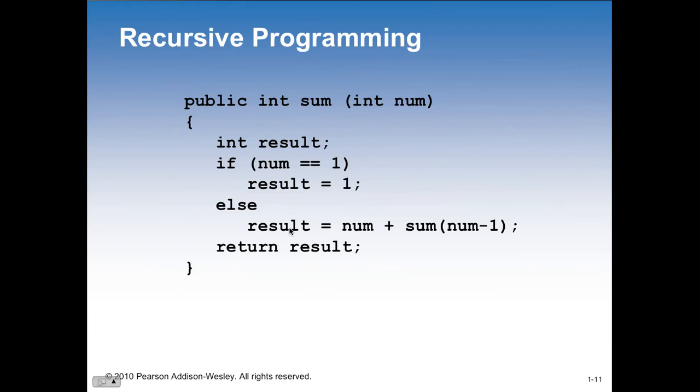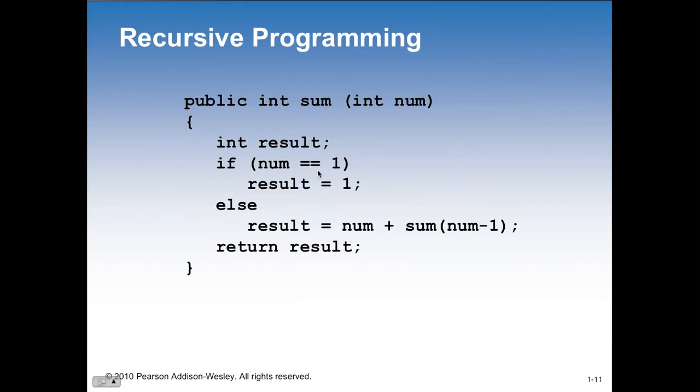Else, the result is equal to number plus sum. Here we go. This is our recursive call right here. Sum, number minus 1. So if we're at 1, we're done. If we're taking 5, 4, 3, 2, 1, when we hit 1, we're done. So anything above 1 is going to end up in this else category because it's not equal to 1. Otherwise, the result is equal to 1. We're going to return the result, which is going to be 1.